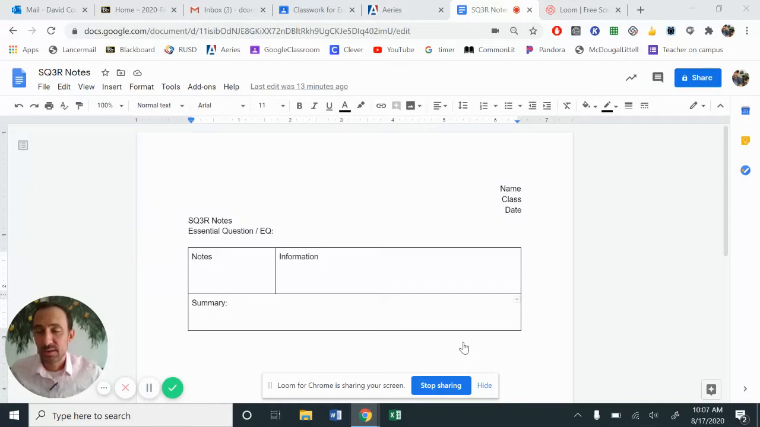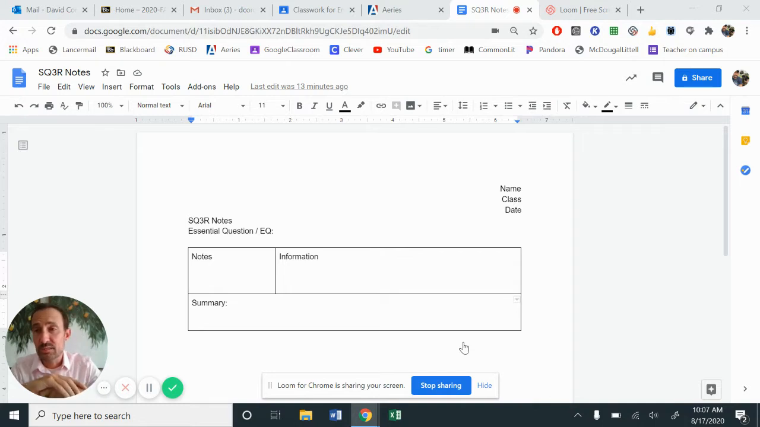Hello, ladies and gentlemen. Today we are going to be talking about SQ3R. It is a set of strategies that we can use when we are reading and analyzing literature. It actually helps us with all types of note-taking.